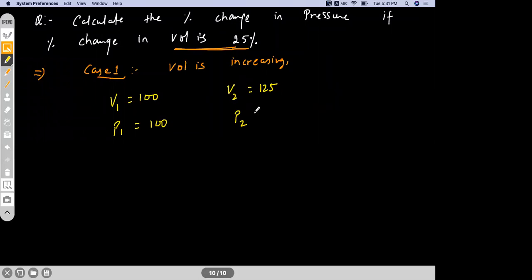Right. So we are assuming here the temperature is constant, and P2 we need to find out. So we can write P1 V1 is equal to P2 V2. If you apply that, you will get P2 is equal to 80. Means it is a 20% decrease. The pressure decreases by 20%. Is it right? Yeah. Minus 20% means, Ritu, that 20% has been decreased. Okay. Minus means the pressure has been decreased.